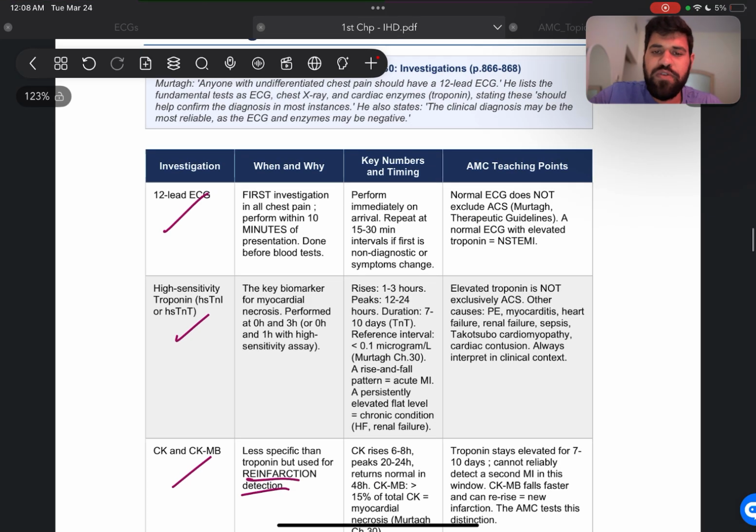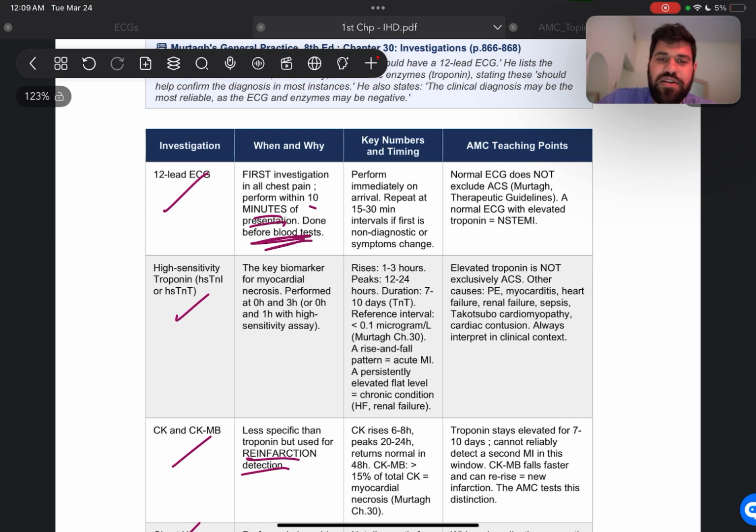The 12 lead EKG should be performed within 10 minutes of presentation and done before the blood test. Remember this, it has to be done before the blood test. They will ask that this patient comes, which is the first investigation you do? So we do a 12 lead EKG, because it's the fastest one. You don't have to wait for results. You don't have to wait for the patient to be stable. We do it while we're doing x-rays or other investigations. 12 lead EKG always, perform immediately.